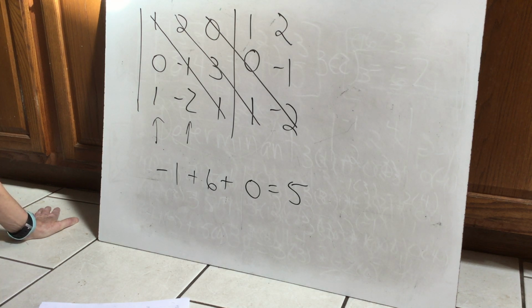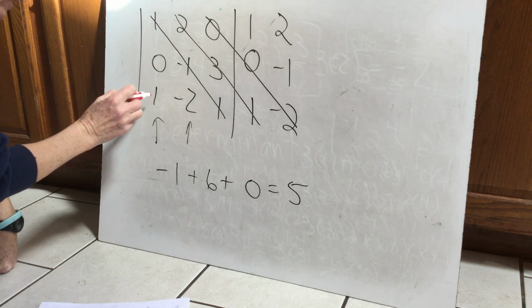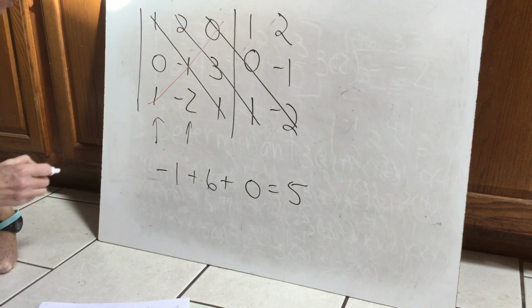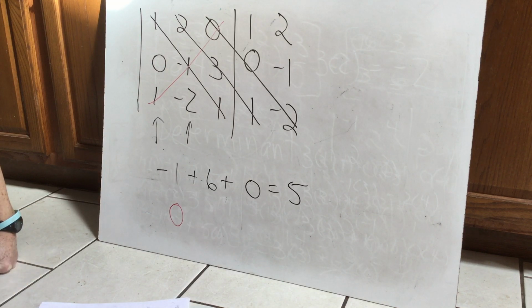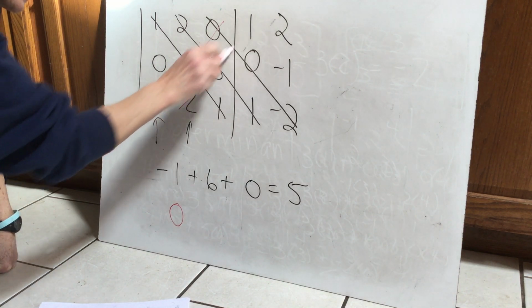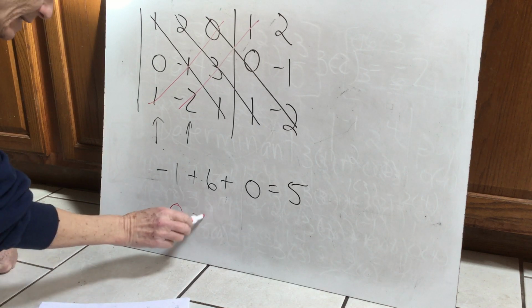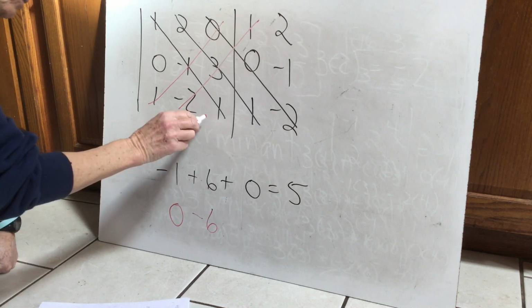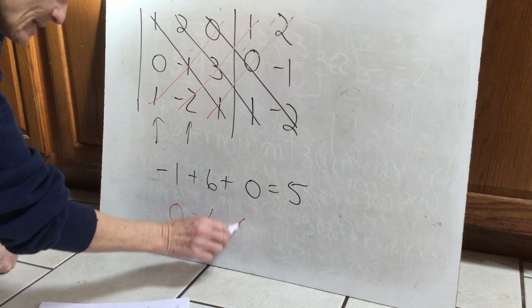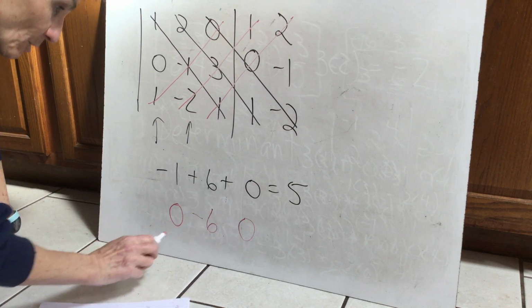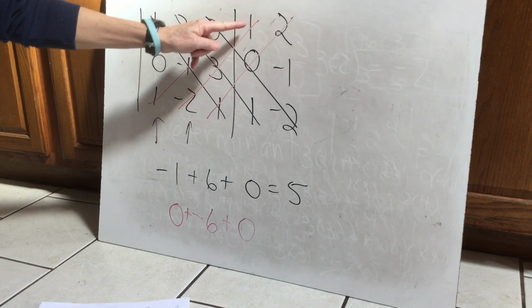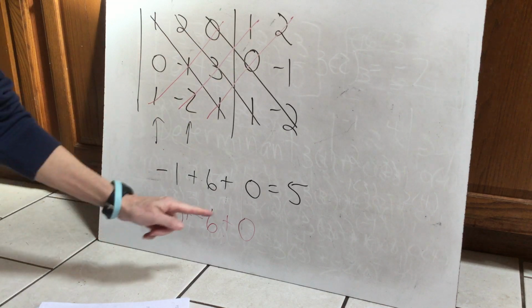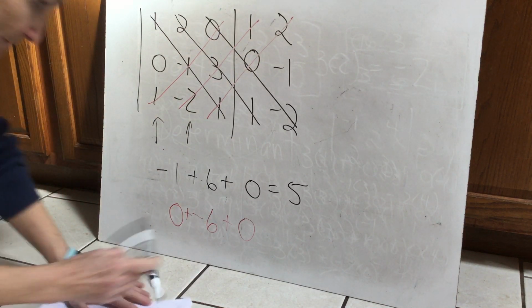Now guess what you're going to do? Now you're going to do exactly the same thing in the other direction. So now we're coming down here, and we're going to multiply these together. So that's a 0. Remember, anytime you multiply by 0, you get 0. Now we're going to multiply these together. -6. Now we're going to multiply these together. 0. And then I'm going to add those numbers up. So I got 0, -6, 0. I'm going to add those up, and I get -6.